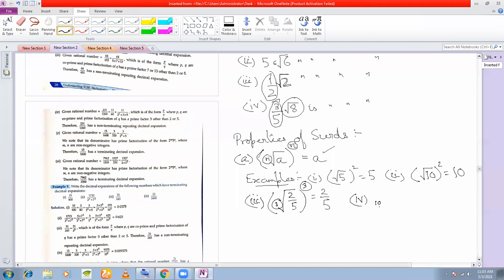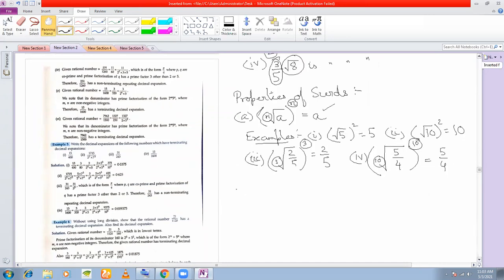Next, 10th root of 5/4 whole to the power of 10 is 5/4. Because see, the order of the radical here is 10 and the power is also 10, and so on. This continues. This is the first property of a surd.